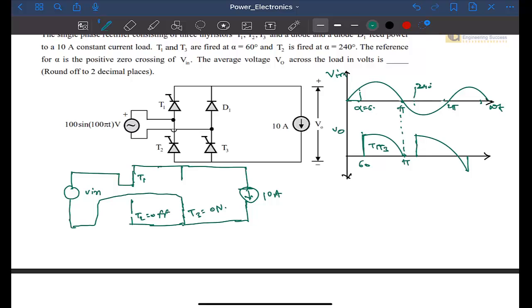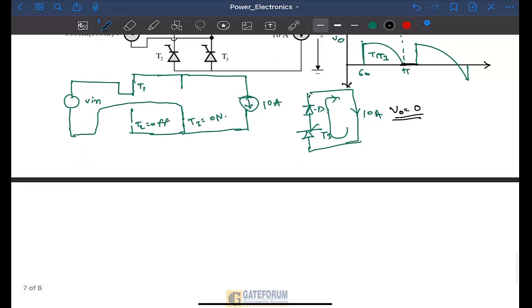Okay, at pi there will be reversal of supply voltage, then T1 will get turned off, but your 10 ampere will be there in the connected circuit, so it will flow through D1 and T3. So this way it will flow. Then at this time V output will be 0. Hence here this is the 0 voltage. Okay, now let's have a look.